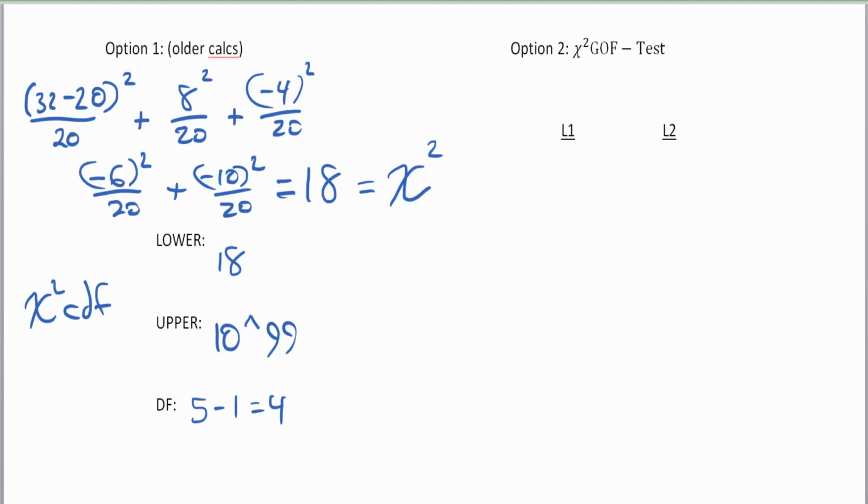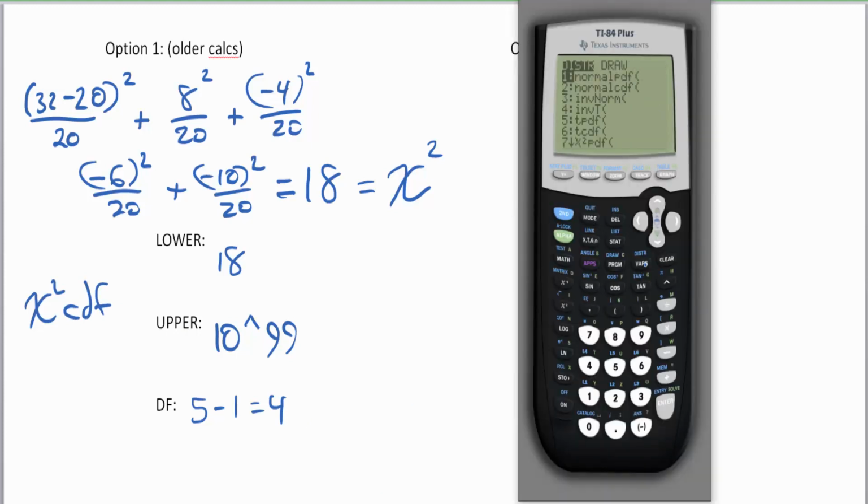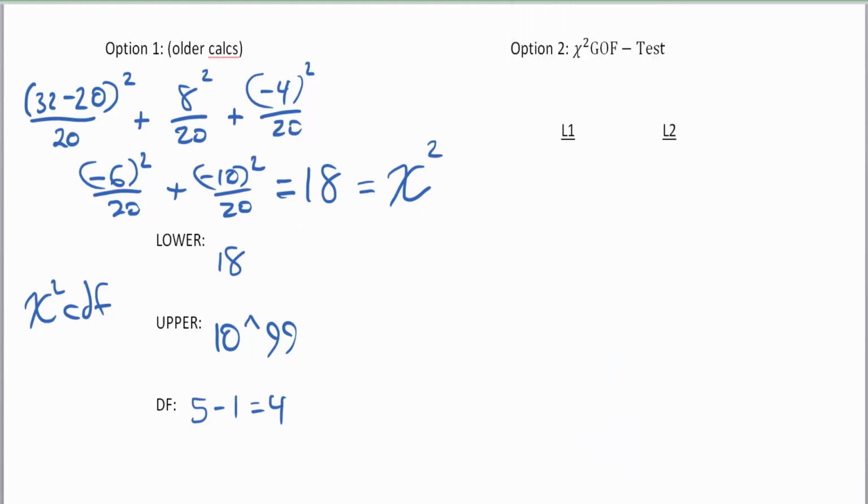So to do that, we're going to go back to the calculator, second vars, and I'm going to scroll down. I can see PDF, but I want CDF here. I want the cumulative distributive function, which goes to the right tail here, since we're going to go from 18 to 10 to the 99th power, and 4 degrees of freedom from the last problem. I hit paste, and it gives me the p-value of less than 1%. That is 0.1%. Look at that, 1, 2, 3, 4. I like the numerology there. So what we have is the p-value is equal to 0.0012.